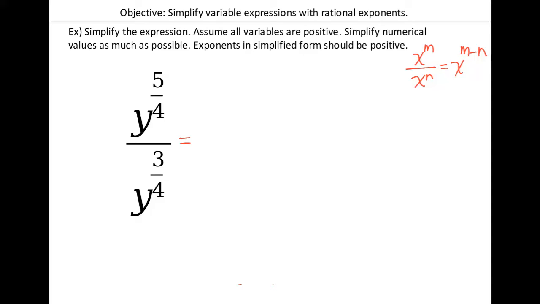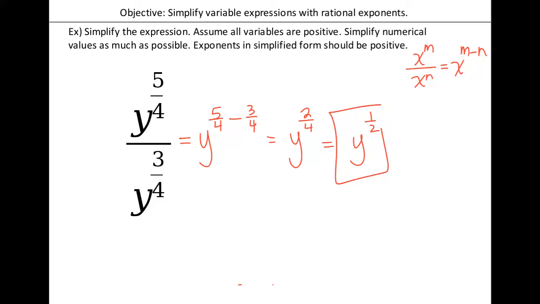So this is going to be y to the 5/4 minus 3/4. Now what's 5 minus 3? 2, so I got 2 over 4. And I can simplify, those are both even, so I can simplify by 2. That's going to be y to the what power? 1/2. Good. So that's my final answer, y to the 1/2 power.